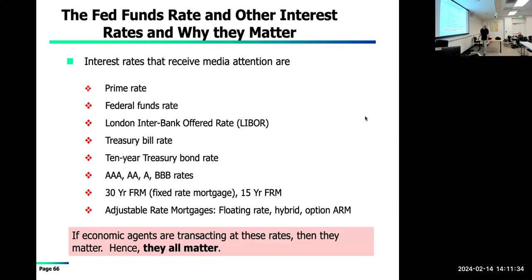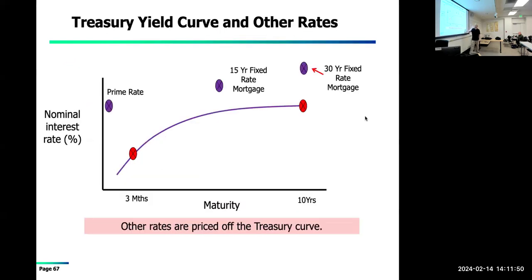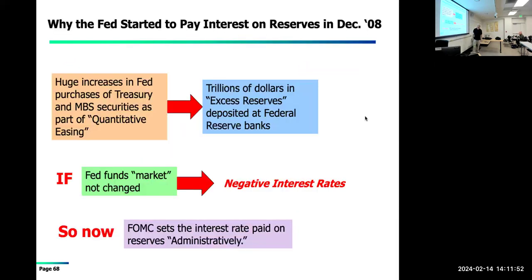Okay, so we've gone through this list of interest rates. Economic agents, individuals, corporations, they're all interacting at one of these kinds of rates. This is the one I forgot to take out, but it's too late now. We've seen this curve before.